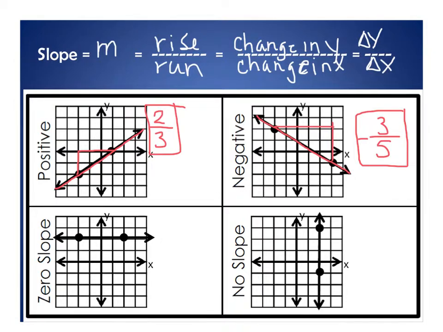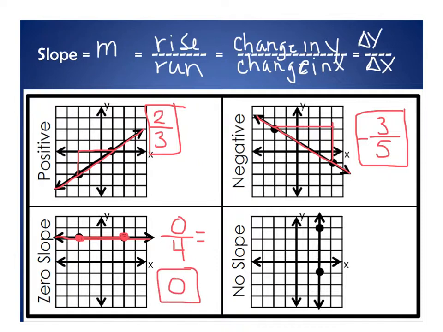Now if we look here at the zero slope, a zero slope is when you have a horizontal line, and the reason is because to go from this point to this point we are rising 0 and we are running 4 units. Well, 0 divided by 4 is going to give us 0.